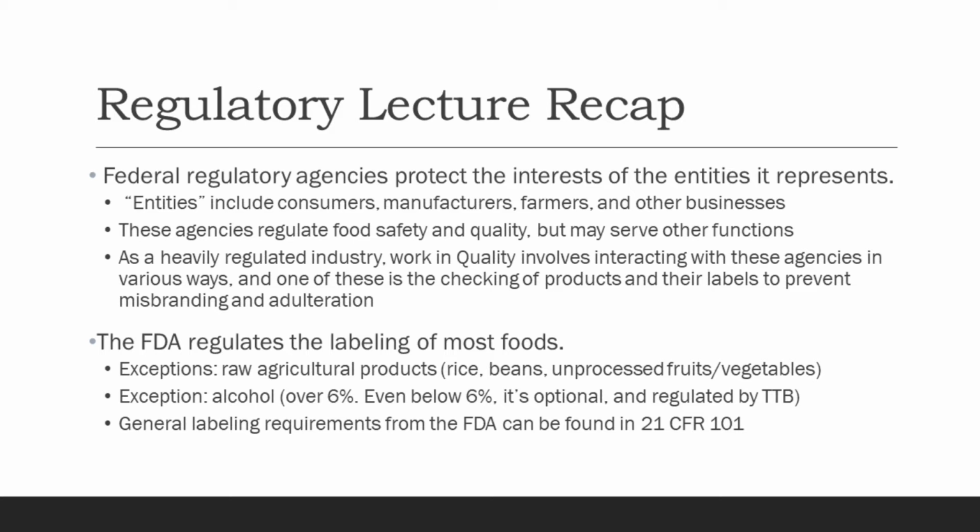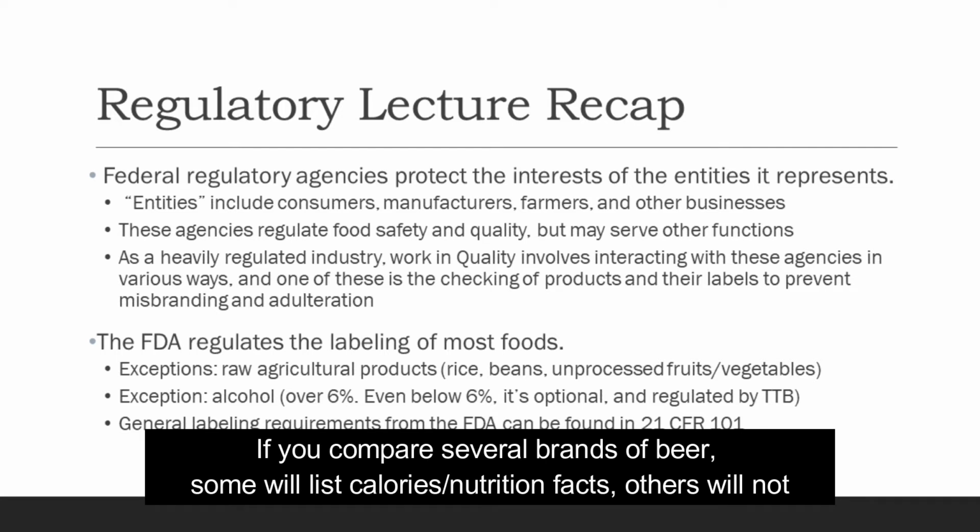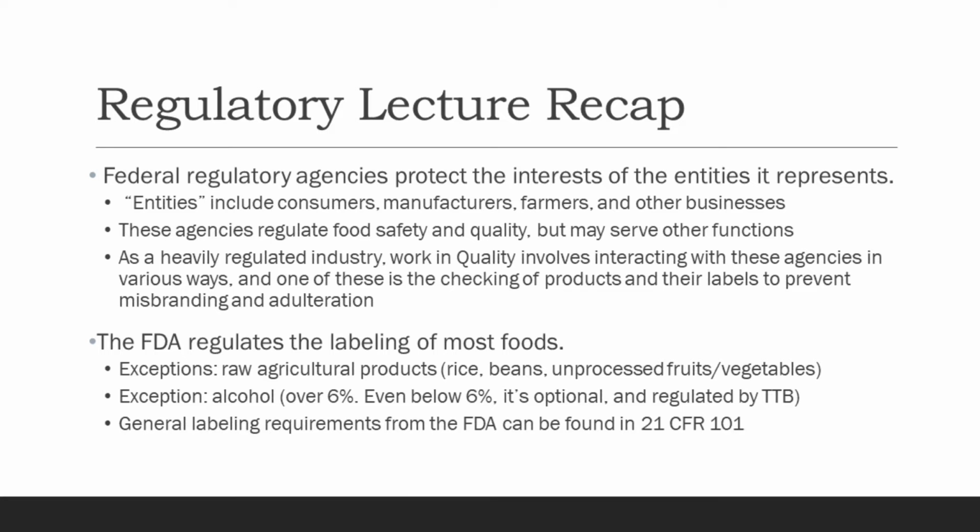Now, with regards to the nutrition label, the following commodities are not subject to this regulation: raw agricultural products, such as rice, unprocessed fruits and vegetables, big bags of beans. Those are not subject to the regulation. Any sort of hard liquor that's above 6% is not regulated by the FDA at all. Even below 6%, any sort of labeling is optional, at least with regards to nutrition labeling. And the majority of the other matters within alcohol below 6% are regulated by the TTB instead. So yeah, just remember those things going forward. Let's talk about the actual labels.